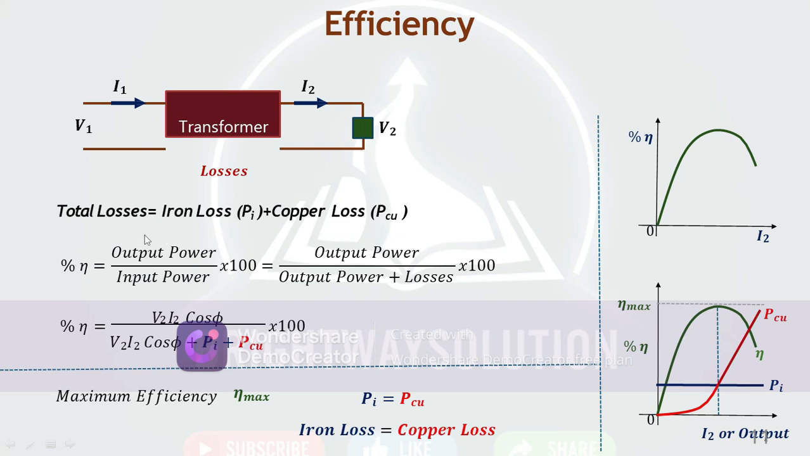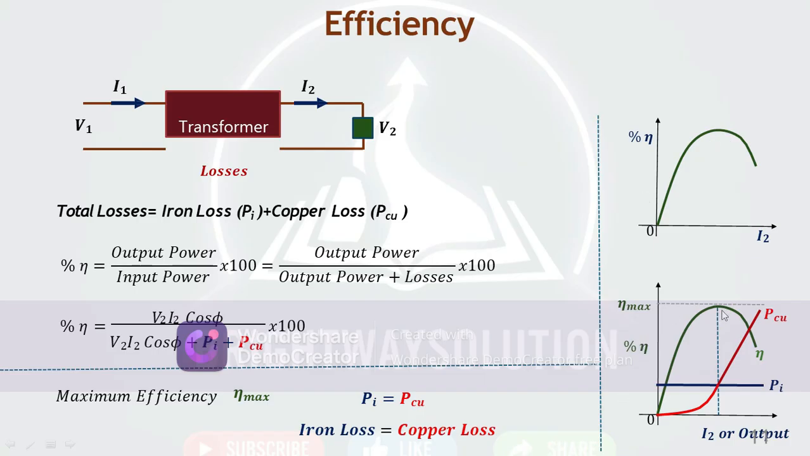If you consider the total loss that occurs in the transformer, it is iron loss plus copper loss. In iron loss there are two losses, eddy current loss and hysteresis loss. In copper loss there is the primary winding copper loss and the secondary winding copper loss. If you consider the characteristics of the efficiency with respect to the load current, as load current increases, the efficiency also increases, as per the capacity.